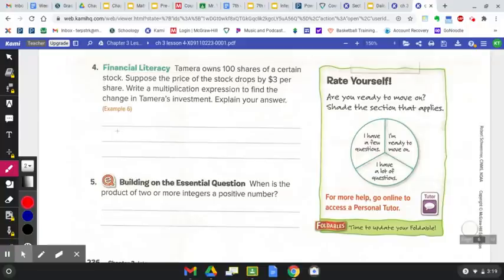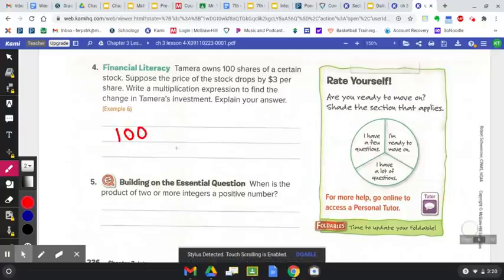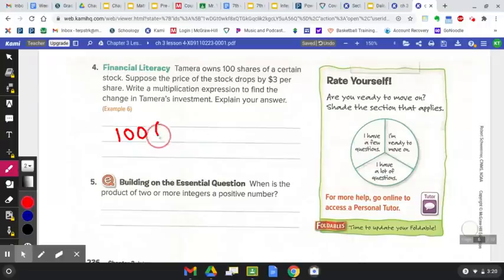So we start with 100 shares of stock. So I have 100 shares and the stock drops by $3 per share. I want to represent a drop of $3, and that would be a negative 3. So my expression would be 100 times negative 3, and we should get negative $300. What would that mean in terms of her investment? That would mean that she loses $300 because her stock dropped by $3 per share.